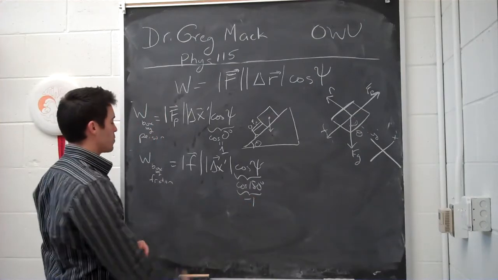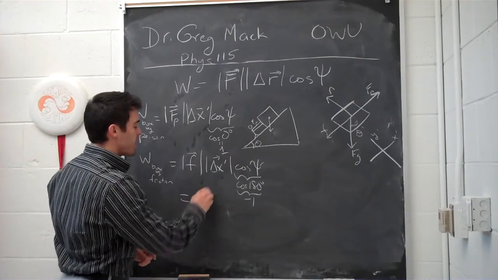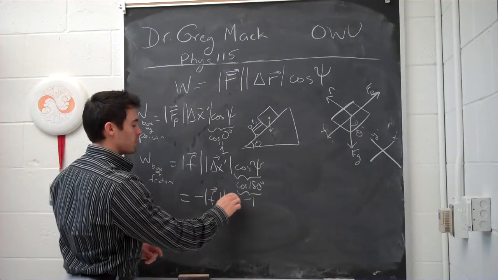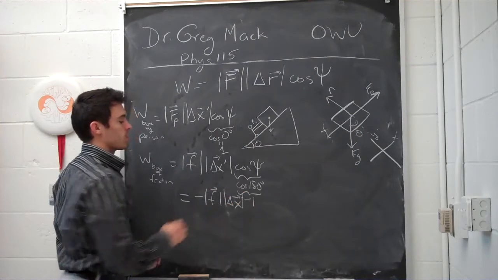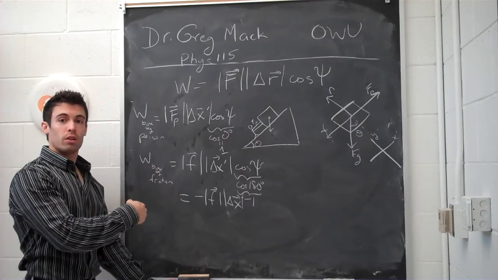Instead of plus 1, we have minus 1, so that means that the work done on the box by friction is negative the value of that force times the displacement. So yes, you can have negative work. You can have positive work, and you can have negative work.